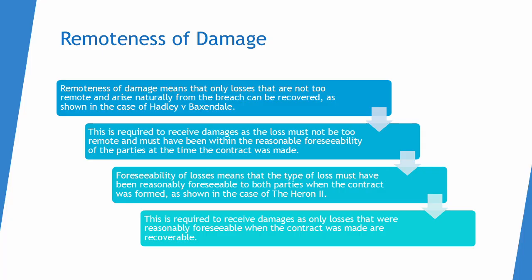Foreseeability of losses means that the type of loss must have been reasonably foreseeable to both parties when the contract was formed, as shown in the case of the Heron II. This is required to receive damages as only losses that were reasonably foreseeable when the contract was made are recoverable.